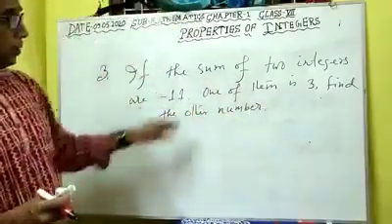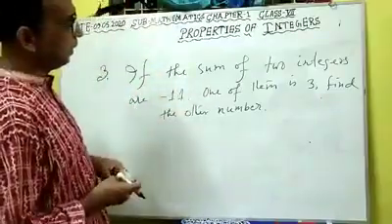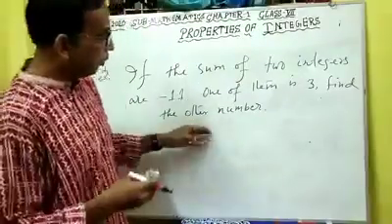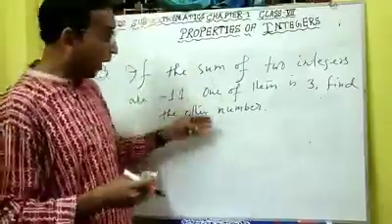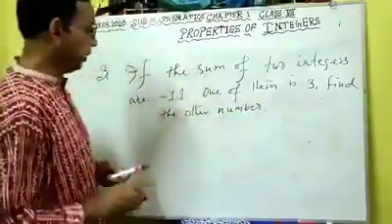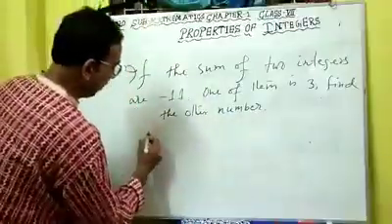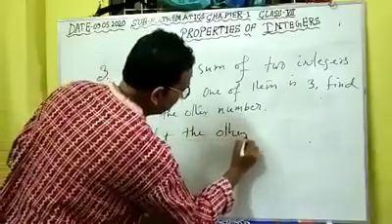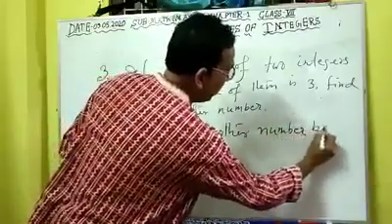To solve this problem, what will you do? At first, you have to assume the other number, since the other number is not given in the question. So, you have to assume the other number. Let the other number be x.